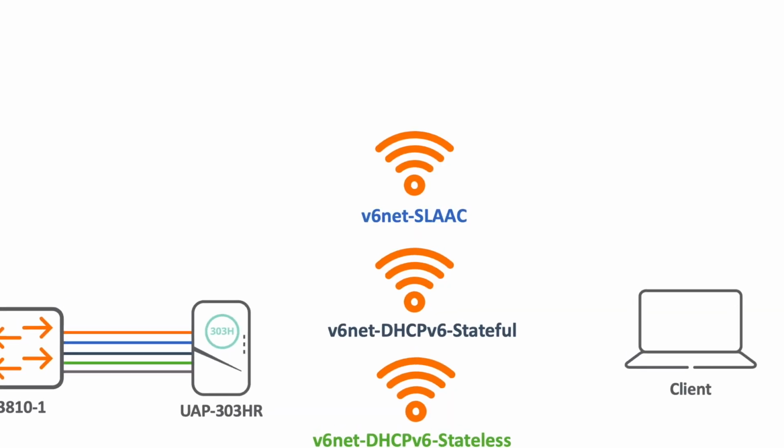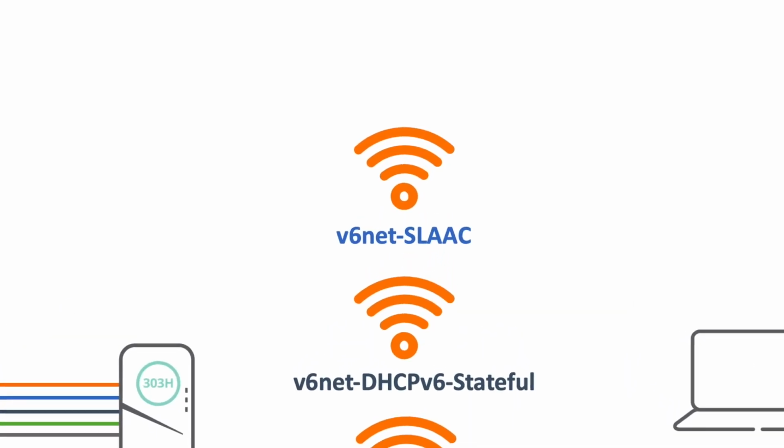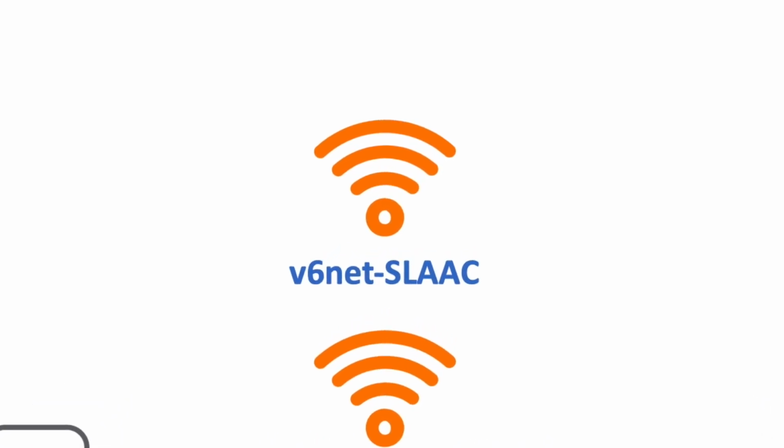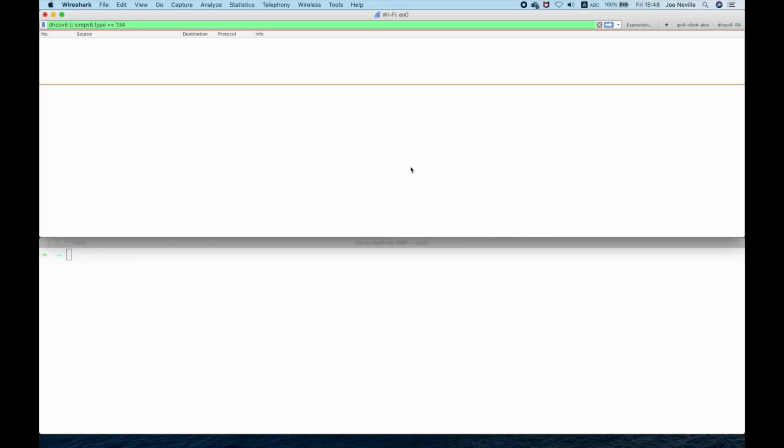That's enough intro. Let's have a look at our first address allocation method, which is SLAAC. Let's dive into the demo then.